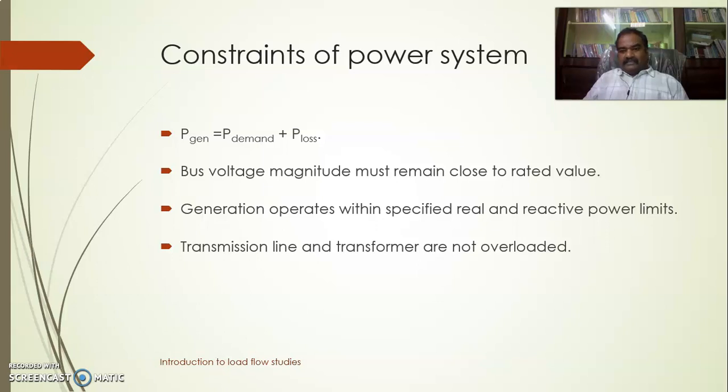And the third constraint is the generator. The generator operates within the specified real and reactive power limits. So there is always a minimum and maximum value of how much power you are going to generate or get from a generator, both the active and reactive power. So it has its own limits. And next is the transmission and transformer. They have their own thermal constraints. They should not be overloaded. So with all these constraints, you are supposed to operate your power system in a healthy way. And that makes this problem very complex.